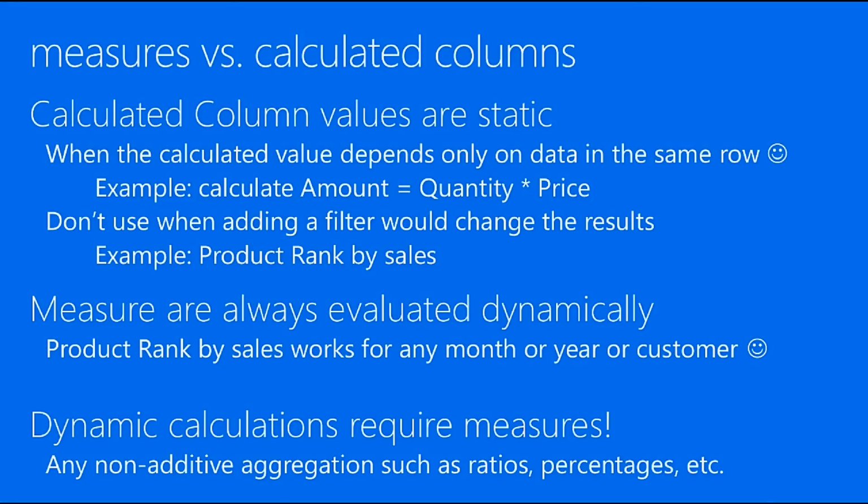Again, just on this measures point, to review: calculated column values are static. It's great to use a calculated column when the values depend only on things in the same row, but don't use it when slicing or filtering would change the results. Measures are always dynamic, and certain kinds of calculations just require measures: non-additive aggregations, things like ratios and percentages. If you have a bunch of percentages, in the grand total row they don't add. You want to recalculate that ratio.